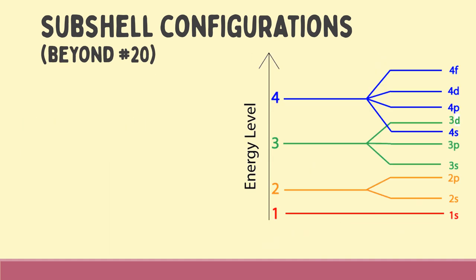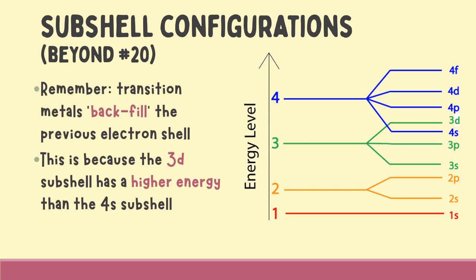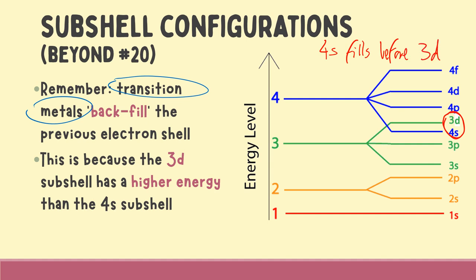All right. So that's how you work out the subshell configurations for the first 20 elements, and that's ignoring the backfilling, which we did learn earlier. Let's learn how to do subshell configurations beyond number 20, which includes backfilling. So the reason that backfilling happens, remember it happens in the transition metals, is because of this graph here. So this graph shows us the energy levels of each shell and each subshell. And the important part is here. So the 4s subshell actually has a lower energy than the 3d subshell. So electrons are going to fill up the 4s before they fill the 3d. And then once the 4s is full, like it was in calcium, then we start to backfill into the 3d subshell. And that's what happens in all the transition metals.